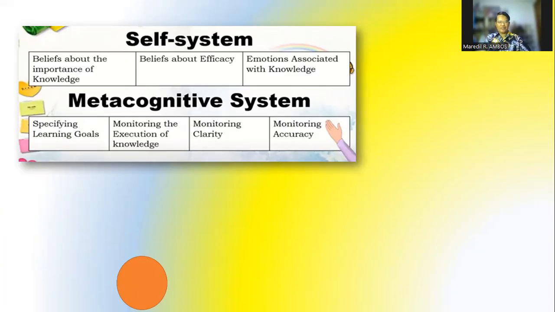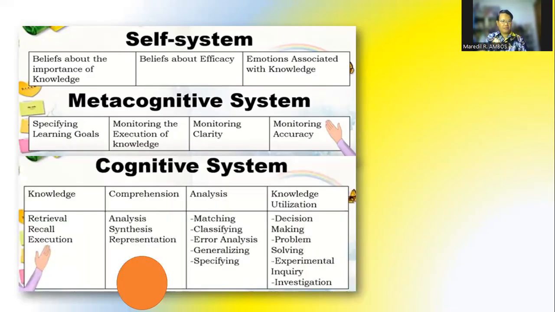So there is, of course, the accuracy of what we will have. Then we have, of course, the cognitive system as the last. Here there is the knowledge, the comprehension, the analysis, and knowledge utilization. Under knowledge is the retrieval. There is also recall and execution. While in the comprehension, there is the synthesis and representation.